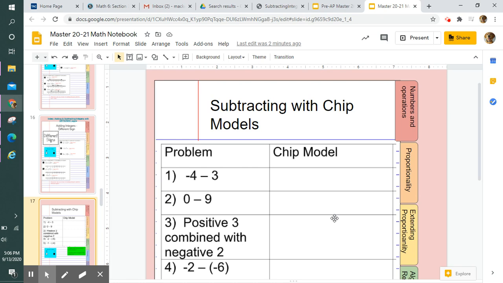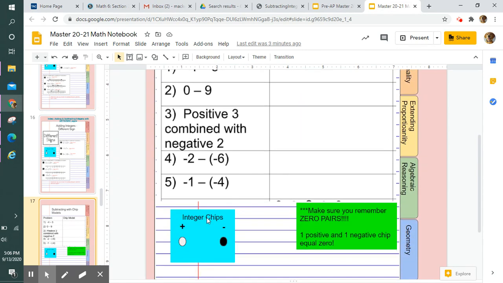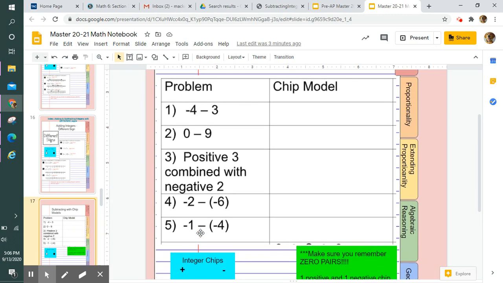All right, today we're going to talk about subtracting integers with a chip model. So it's going to be similar to the chips that we used when we were adding integers last week on Thursday and Friday, but today we're going to subtract. So if you notice, I gave you guys the box with the integer chips again, so you guys have them. And we're going to start with these problems right here.